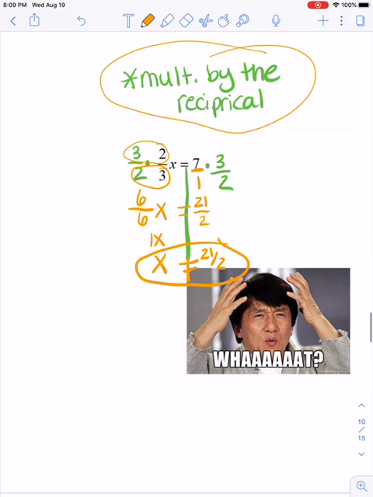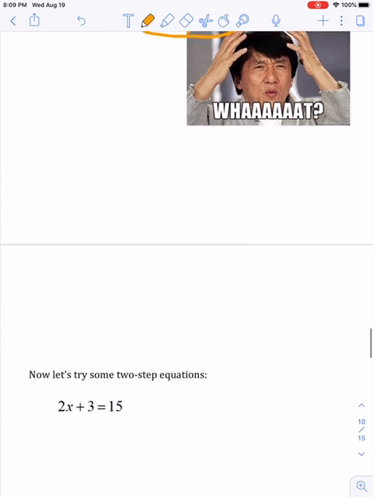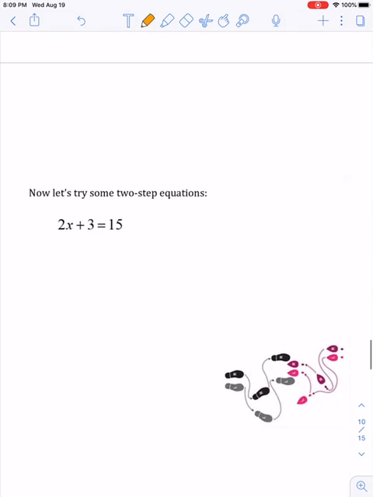So those are a bunch of kind of one-step problems. Now we're going to get into some two-step problems. In order to solve two-step problems, what we have to do is PEMDAS backwards.